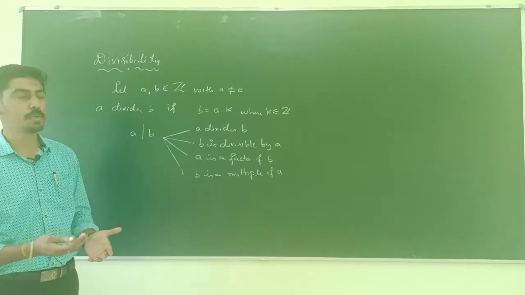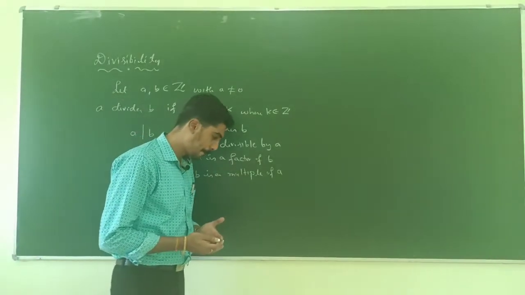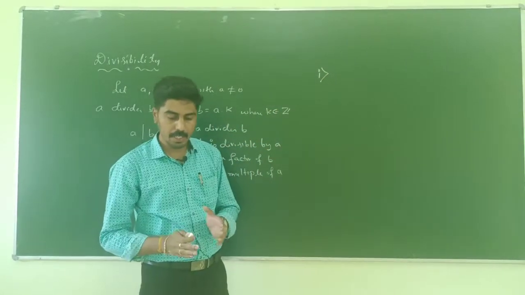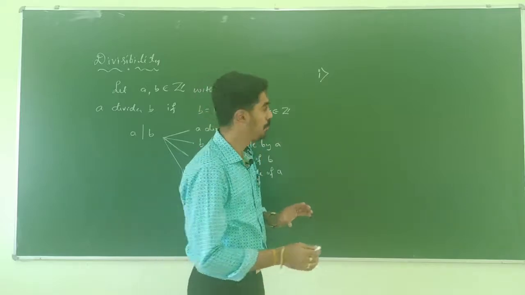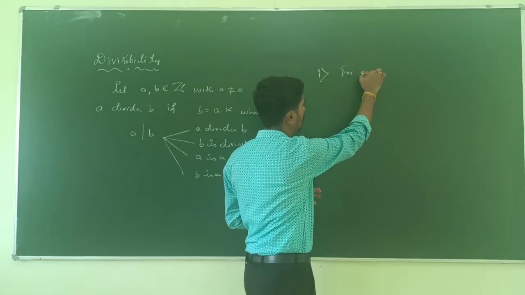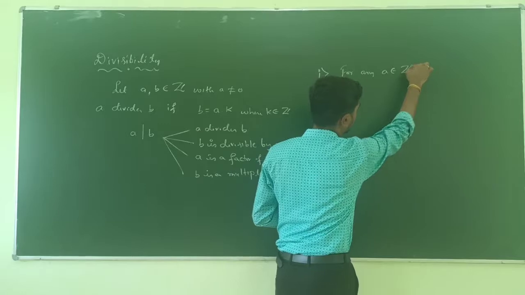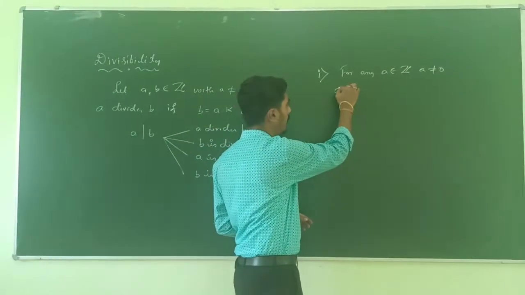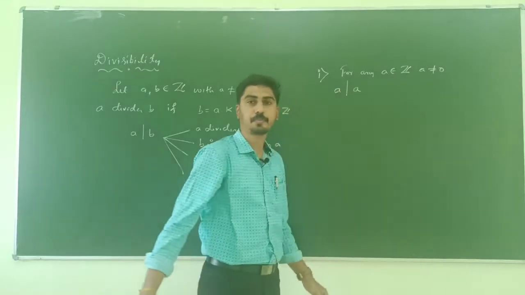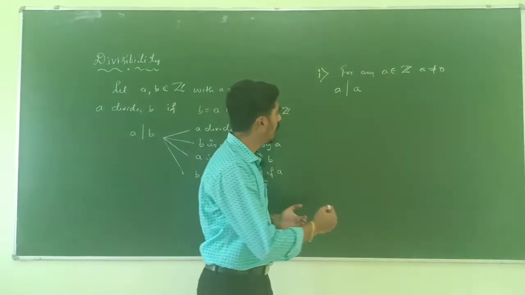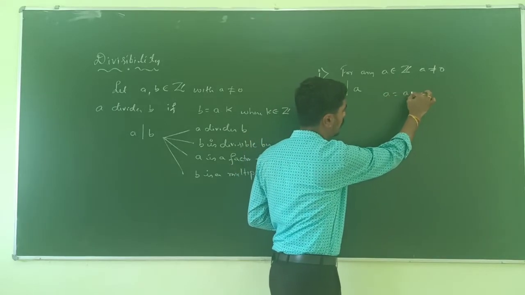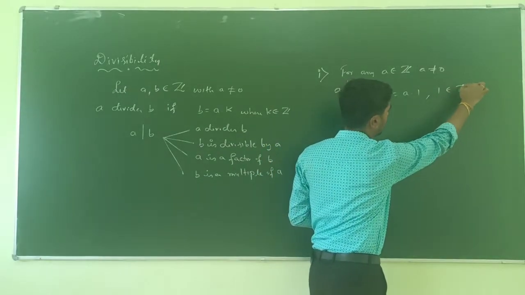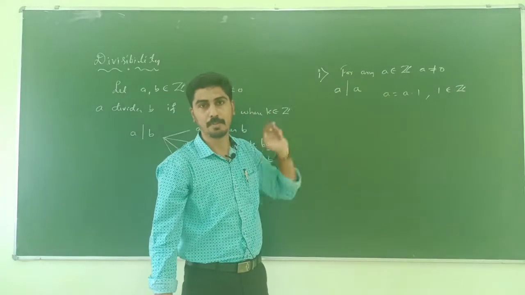Next we shall discuss some properties of divisibility. The first property is that divisibility is reflexive. For any non-zero integer a belonging to Z, a divides a. Why is it so? Every a can be written as a into 1, where 1 is an integer. Hence, a should divide a.